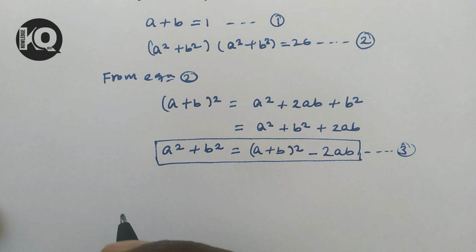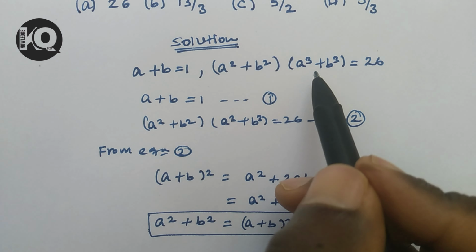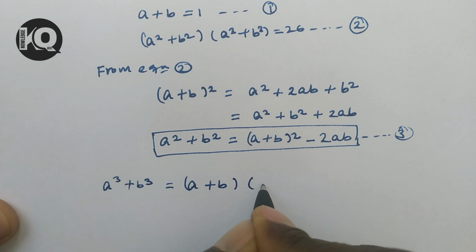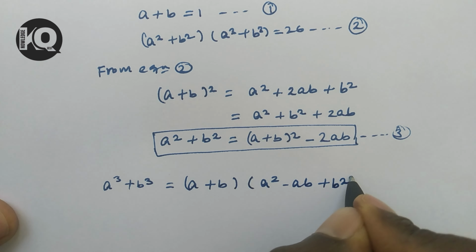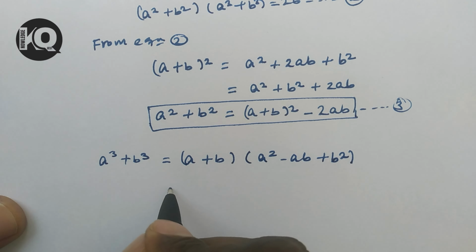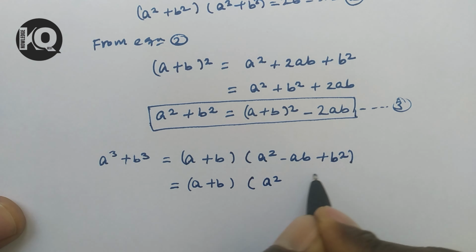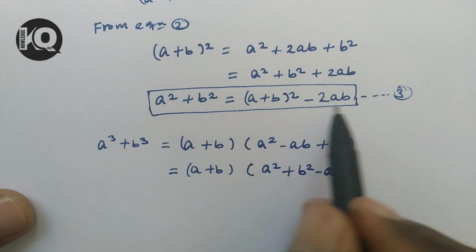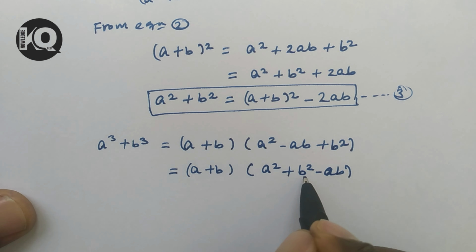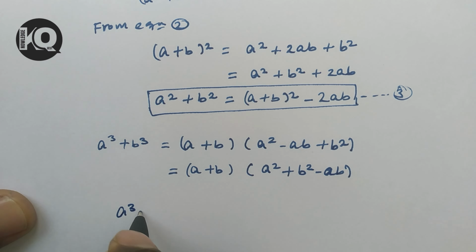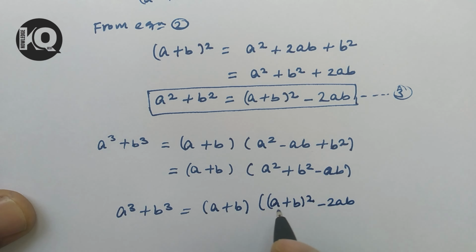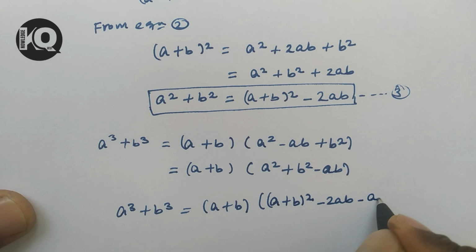And in a similar manner, from an algebraic identity, we know that a cubed plus b cubed is equal to a plus b times a squared minus ab plus b squared. It can be rearranged as a plus b times a squared plus b squared minus ab. From equation 3, we can substitute a squared plus b squared, so a cubed plus b cubed is equal to a plus b times a plus b squared minus 2 times ab, minus the remaining one, which is ab.